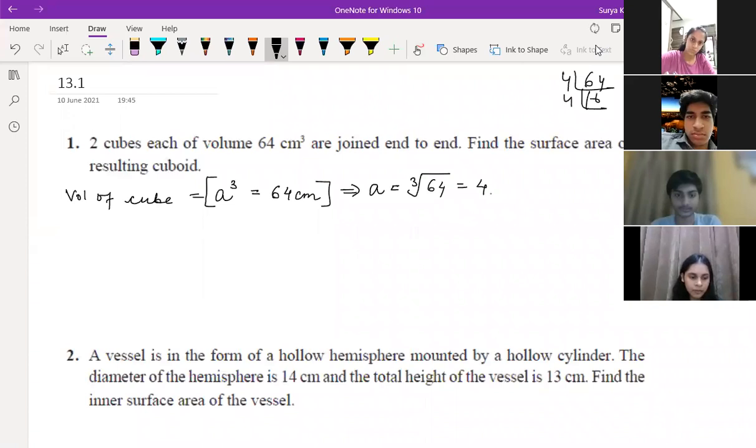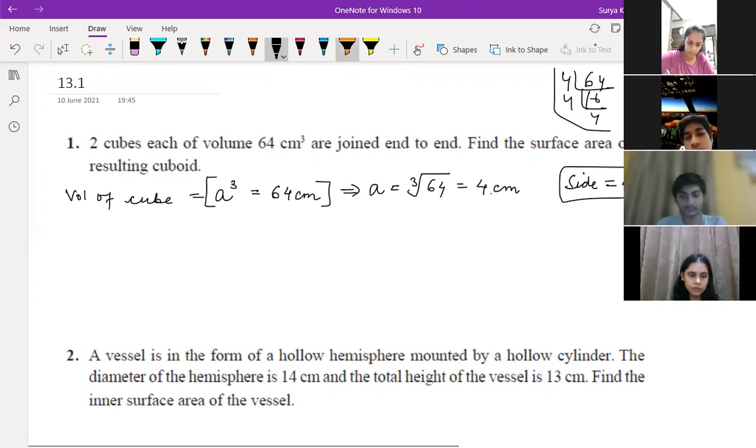Okay. So 4 is repeating 3 times, so we have to take it out once. So we got the side of the cube. This is 4 centimeter. So the side of the cube is equal to what? 4 centimeter. We'll just write it in one bracket. So we got the side of the cube is 4 centimeter.